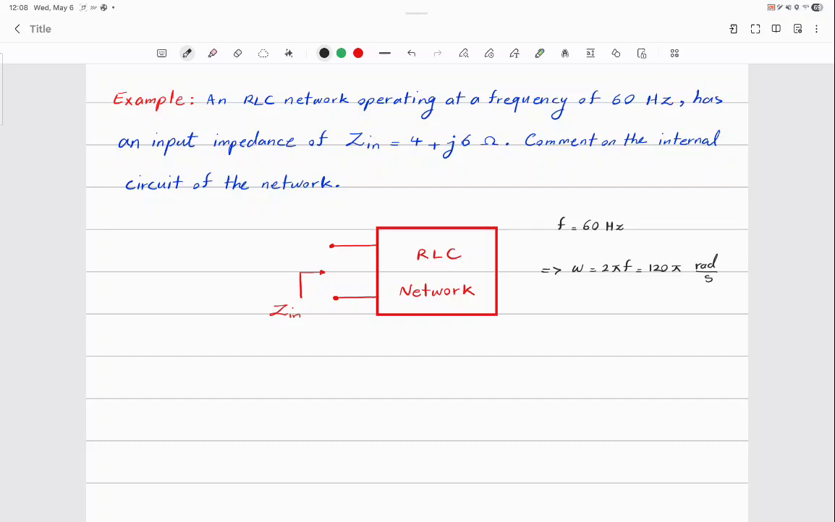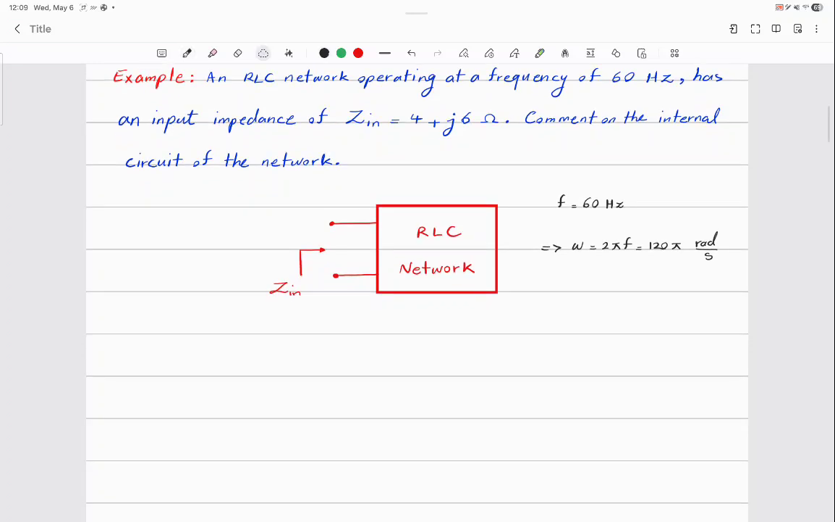The network has an input impedance of Z in equals 4 plus J6 ohms. Comment on the internal circuit of the network. So, first of all, this is your Z in, or input impedance, 4 plus J6 ohms. Now, how can I comment on this?